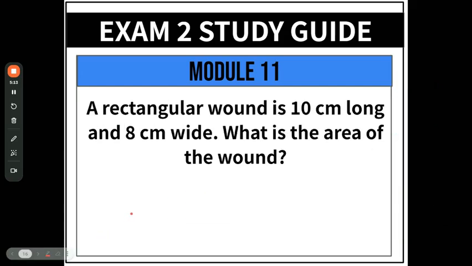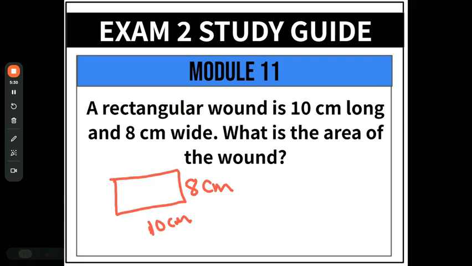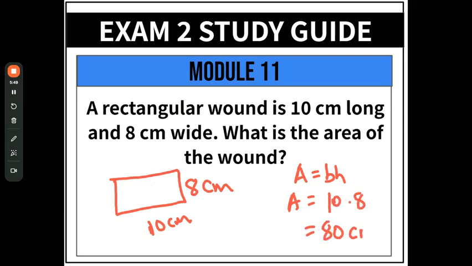Right? A rectangular wound is 10 centimeters long and 8 centimeters wide. What is the area of the wound? Okay, so if we got a rectangle, pictures always first. We've got 10 centimeters long and 8 centimeters wide. What is the area? So area of a rectangle, base times height. This is going to be on your formula chart, so no need to memorize it. You can just keep your formula chart handy. And the area is going to be 10 times 8, which gives me 80 centimeters squared. It's going to be my area.